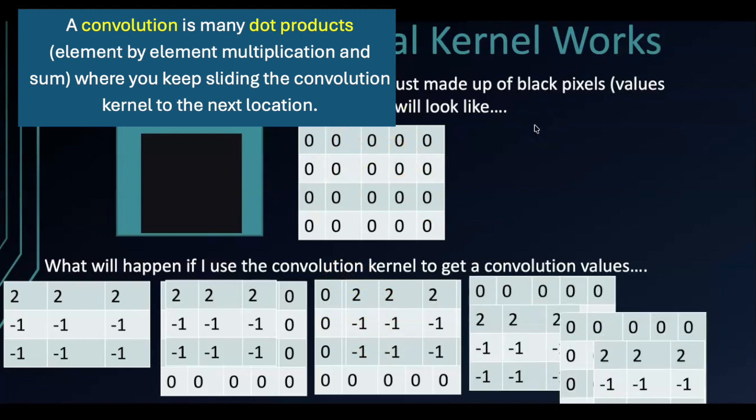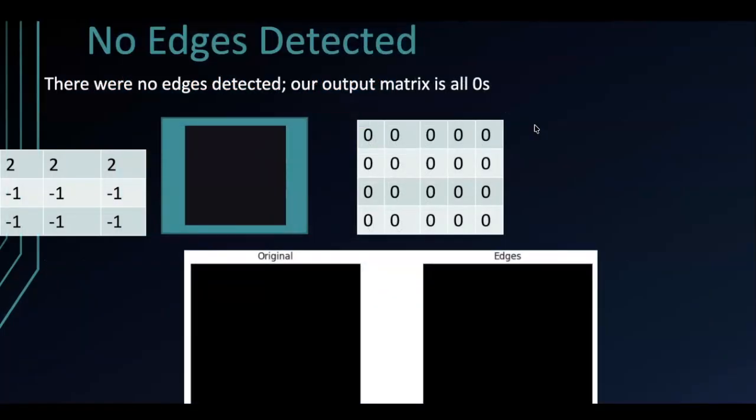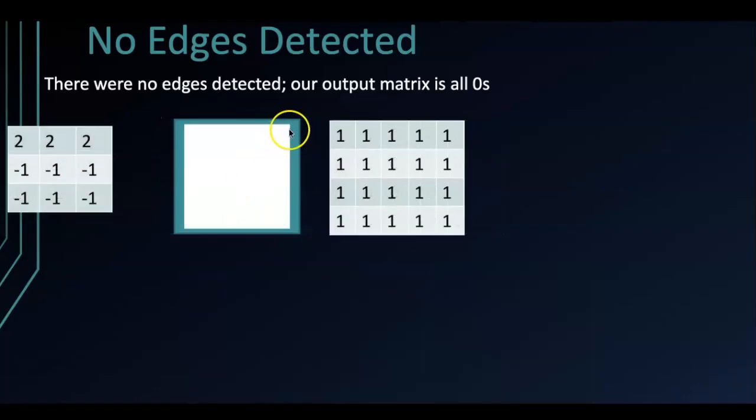And same thing, you're going to keep getting 0, 0, 0, 0. So there are no edges if you've got this image that's all black. So your original image, you are not detecting any edges. What if it's all white?